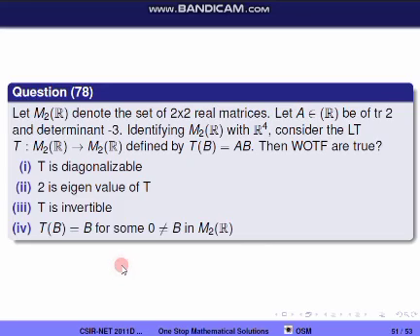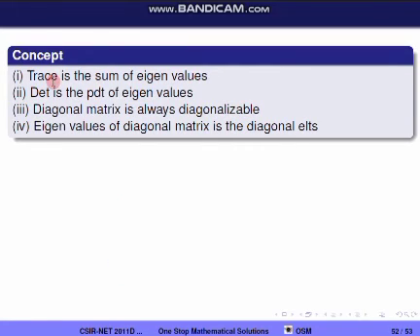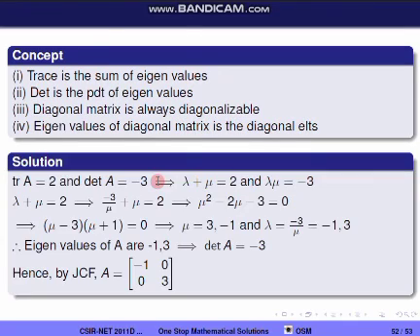So we look at the concepts used. Trace is the sum of eigenvalues and determinant is the product of eigenvalues. Diagonal matrix is always diagonalizable. Eigenvalues of a diagonal matrix are the diagonal elements. So now we'll move on to the question. So they are given trace of A is equal to 2 and determinant of A is equal to minus 3. Trace means sum of eigenvalues, determinant means product of eigenvalues. So implying λ + μ is equal to 2 and λμ equal to minus 3.